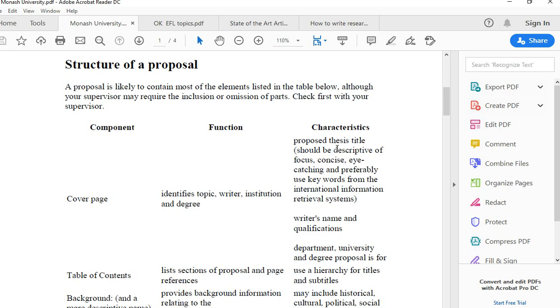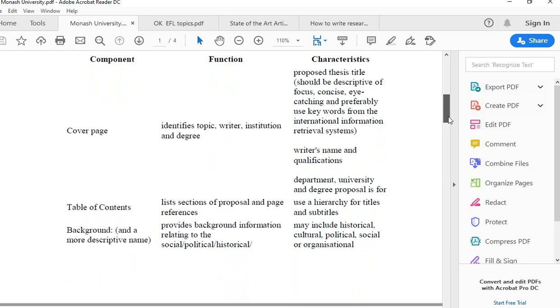As you see, the title of your proposal, which would later be the title of your thesis, should be descriptive of focus. Focus means what you are going to focus on, or the main issue you are focusing on in your proposal. And it should be concise. It should not be too long or too short. It should describe the variables that you're using. At the same time, it should be eye-catching and interesting to the readers, including the main variables and the main key terms you're going to use.